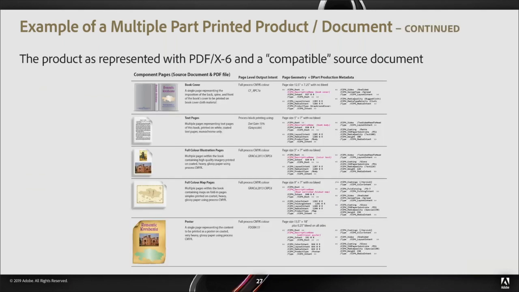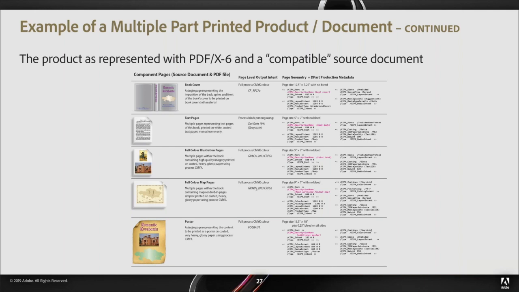You'll probably have trouble looking at the details here. We'll have the presentation downloadable. But this is typically what you would have. In the source document over on the left, you would have all these pages. You'd identify them: book cover, text pages, illustration pages, map pages, and poster. The output intent would be different for each of these page types. This first one, you'd have one particular representation. The text pages would be printed monochrome, dot gain 15%, let's say. For the color illustration pages, let's say GRACoL 2013.